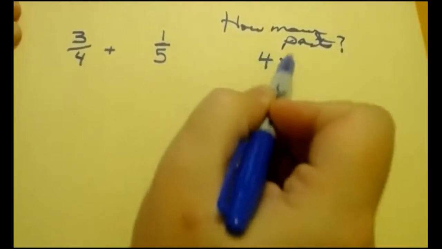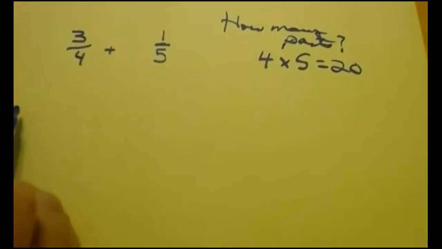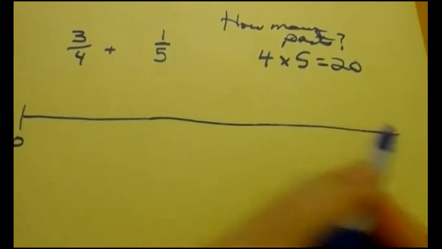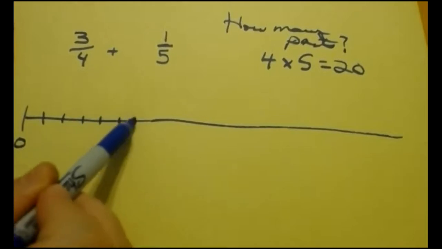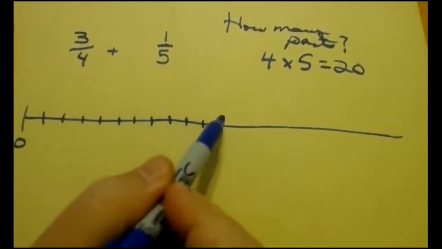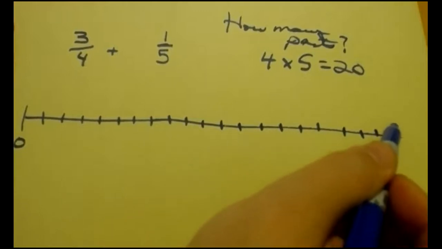The answer is 4 times 5 makes 20 parts. Okay, so we're going to start right here at 0. I'm going to draw a nice horizontal line going straight across. I'm going to try to cut 20 parts. 1, 2, 3, 4, 5, 6, 7, 8, 9, 10, 11, 12, 13, 14, 15, 16, 17, 18, 19, 20.